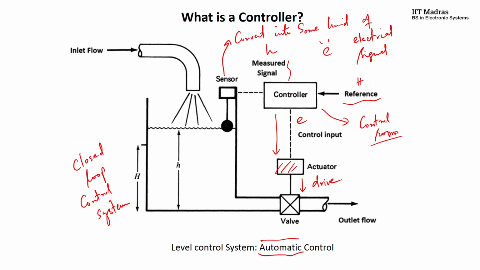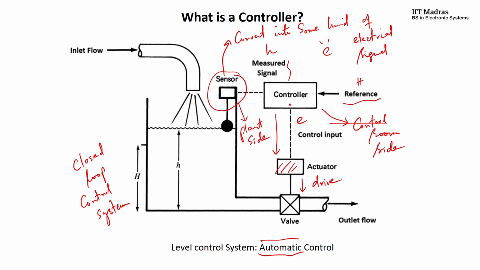Okay, the controller would be in the control room, so let me write this as control room. It's a column here. And the sensing part, this could be the plant. This could be the plant side, and this could be the control room side.